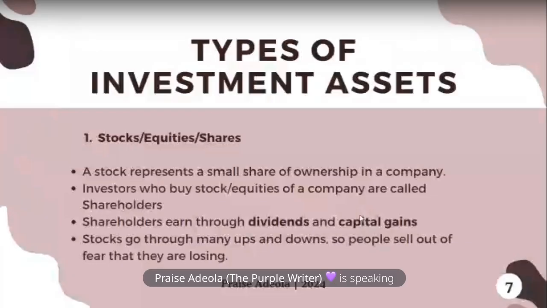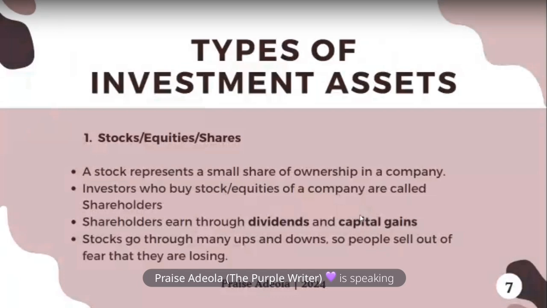So this takes me to the types of investment assets. For the sake of discourse and for understanding, I just mention three. Number one is stocks, equities, and shares. When you hear stocks, equities, or shares, they all mean the same thing. It's just an English word. When you own a stock, you own a share in a company, which makes you an equity holder.